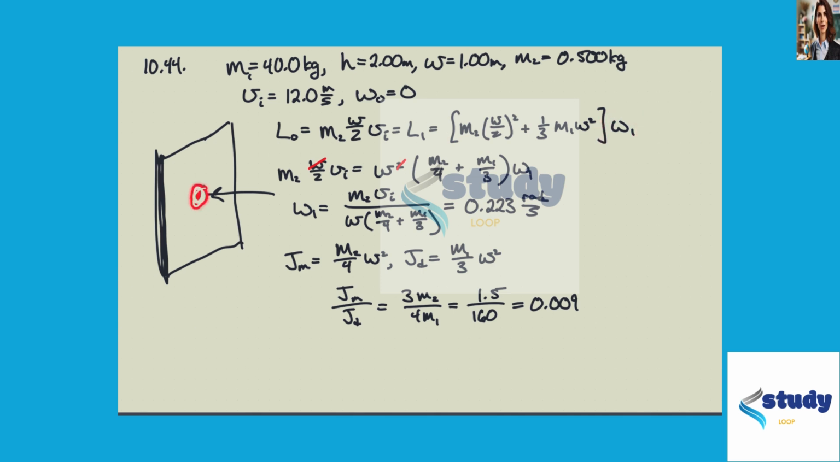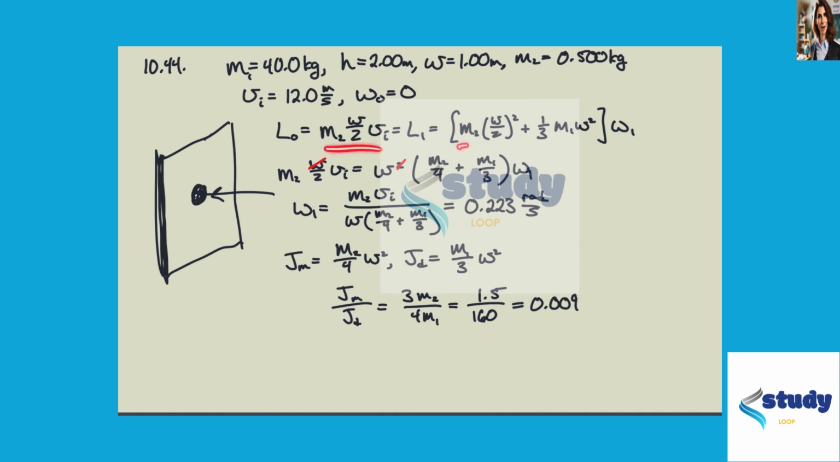Now, because the mud sticks, we have this contribution for the mass moment from the mud. And then if this is a uniform door, we just get 1/3 m1 w squared for its mass moment about this axis here, about an edge axis.